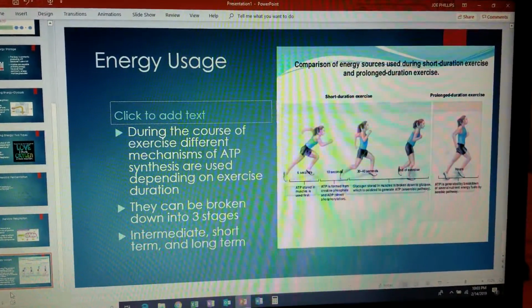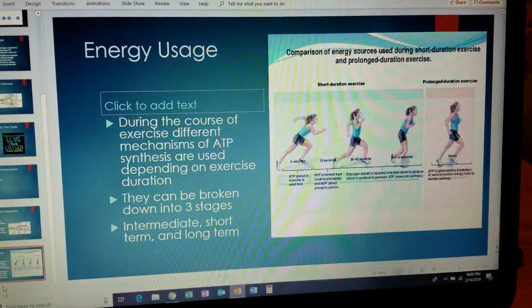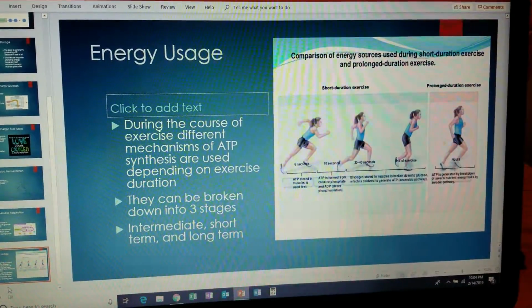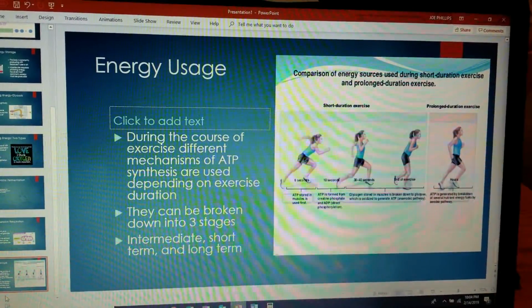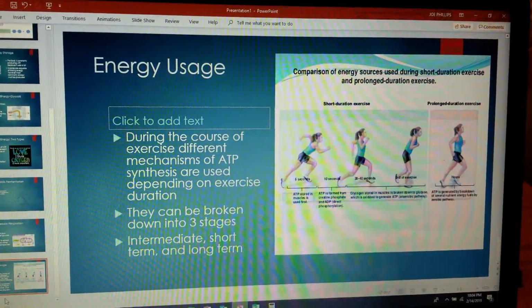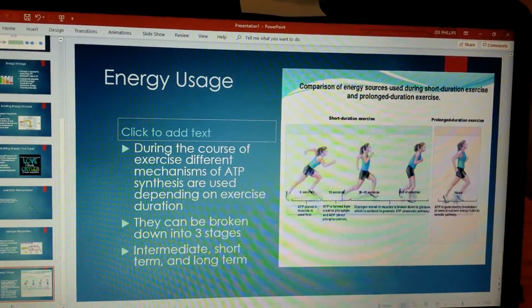Energy usage. During the course of exercise, four different mechanisms of ATP synthesis are used depending on exercise duration. They can be broken down into three stages: immediate, short-term, and long-term. Immediate energy is for short, intense exercise, such as a 100-meter dash.